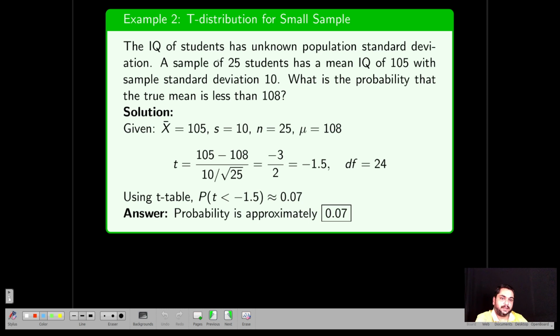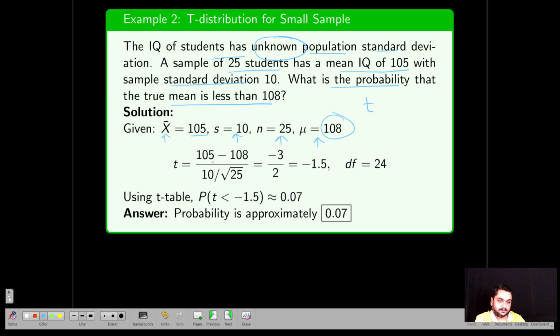Similarly, if the IQ of students has an unknown population standard deviation, unknown means you have to apply the t-test. A sample of 25 students has an IQ mean of 105. So sample mean x bar is 105 and sample standard deviation is 10, n equal to 25 students. The population mean is 108. What is the probability that the true mean is less than 108? This is what we are estimating now. I am saying, what is the probability that it is less than 108, exactly, the mu.